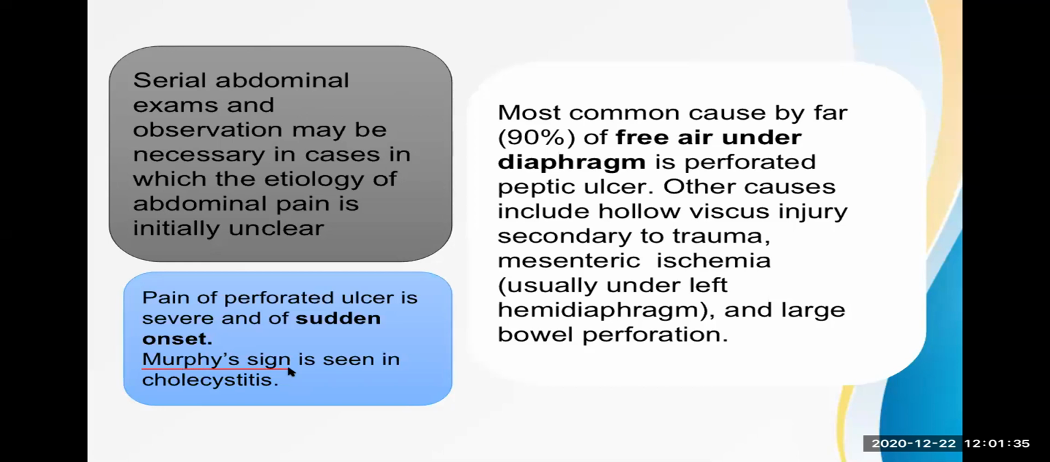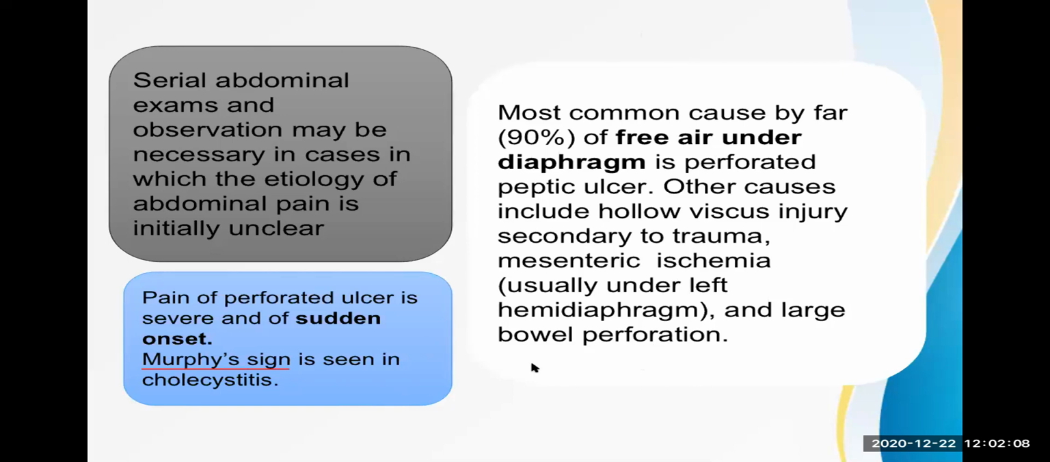Okay, now listen here. He's right. This Murphy's sign is seen in acute cholecystitis. And how do we do this? We ask the patient to lie down comfortably on the bed and draw the knee upward, meaning relax the anterior abdominal wall muscle. The examiner will give firm pressure on the gallbladder area, that is the tip of the 9th costal cartilage, and ask the patient to take a deep inspiration.